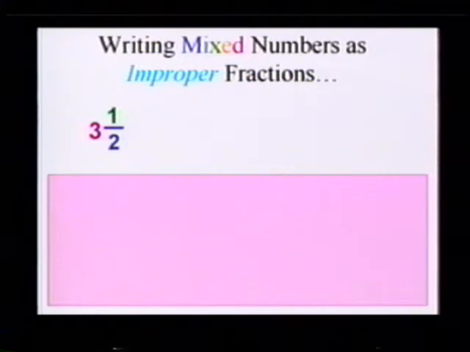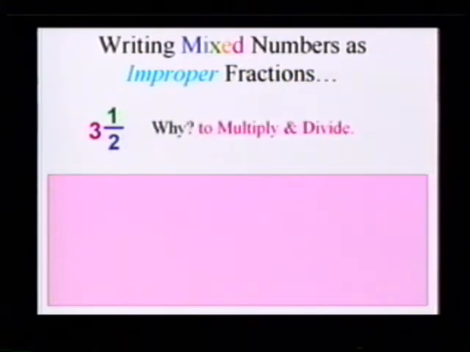Now, to go backwards, writing a mixed number as an improper fraction. Wait a minute. The reason we did that, by the way, was to multiply and divide. The reason we wanted it as a mixed number was it was easier to graph, okay? Graph on the number line. The reason we're changing it back to an improper fraction is it's going to be easier to manipulate that way, okay? Now, how did we change it back again?